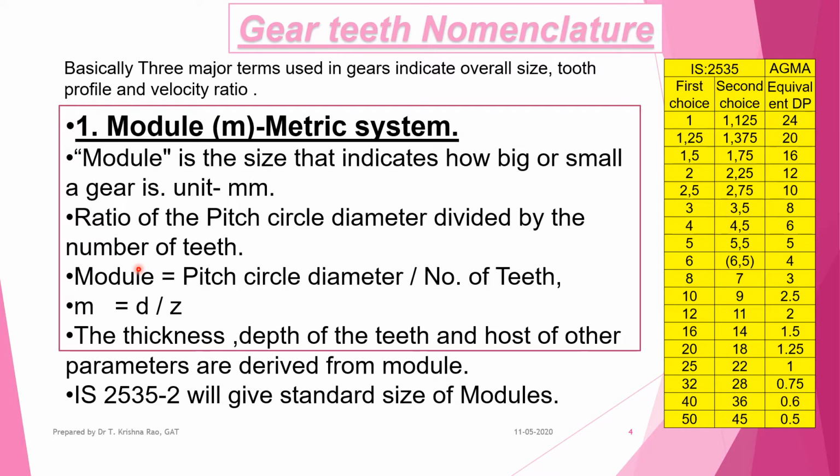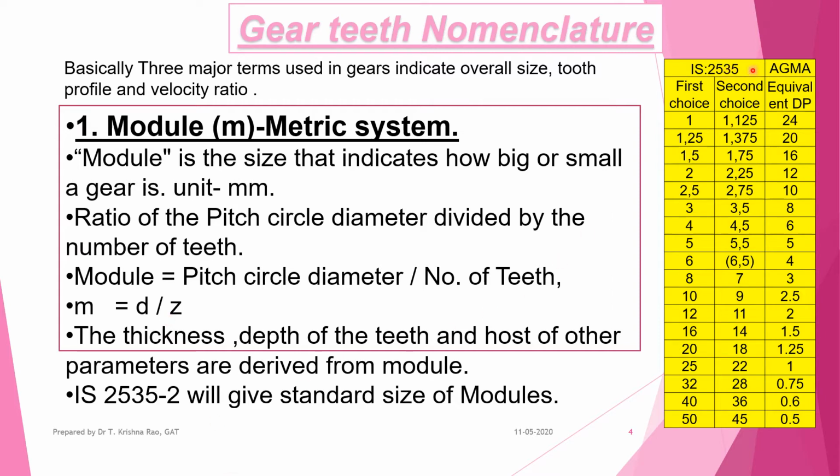A very important dimension for a gear is the module. Module is a metric symbol. In the earlier inch system we were calling it diametral pitch, DP gears. Now in the metric system we call it module. Module is basically the ratio of pitch diameter to the number of teeth. Pitch diameter by number of teeth is the module, which we cannot really see on the gear, but this controls the entire parameters of the gear. Module is a very important dimension for any gear.